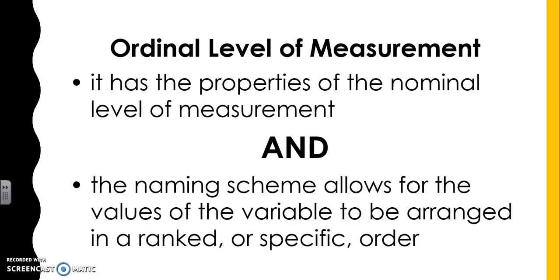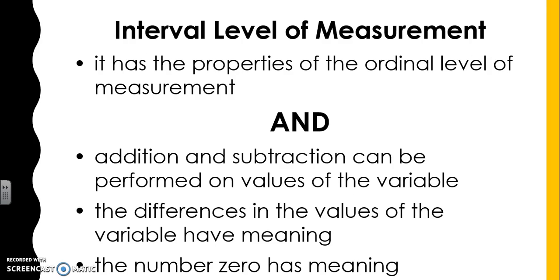The next level of measurement is ordinal. So it takes on the same characteristics as nominal. And then we have this additional property that now we can take the values of the variable and allow them to be ranked or put in some specific order. The next level of measurement is called interval.